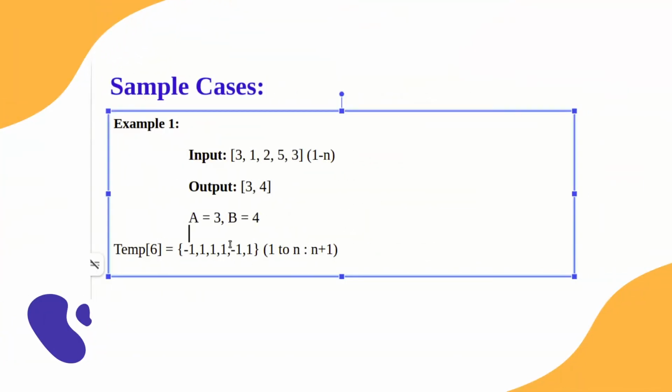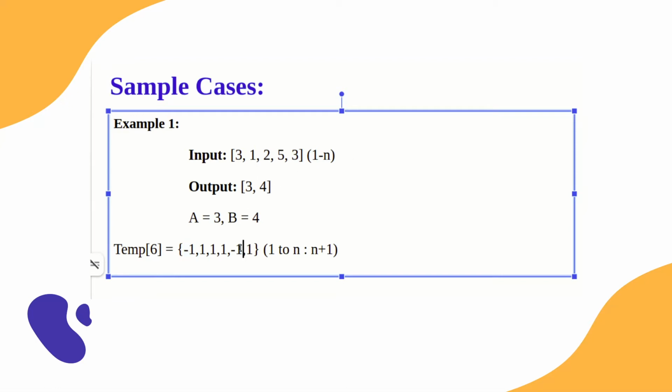And finally, when we traverse from 1 to n, why are we ignoring this particular element? Because elements are from 1 to n, so there is no need to check the 0th index element. It will always be -1. I hope you understand it. You can pause and understand this logic once again.